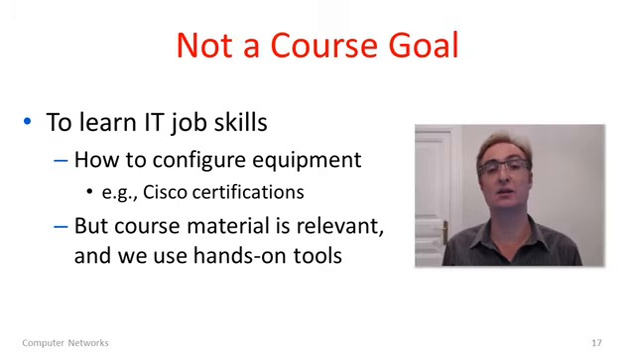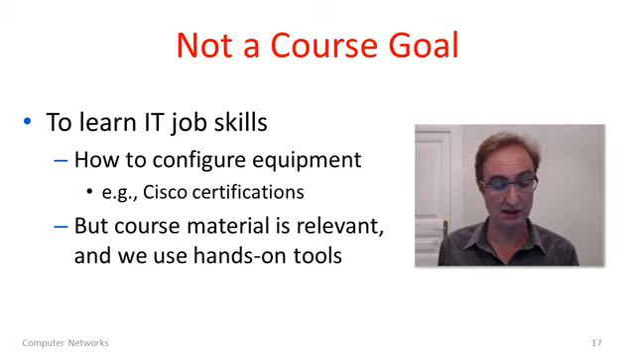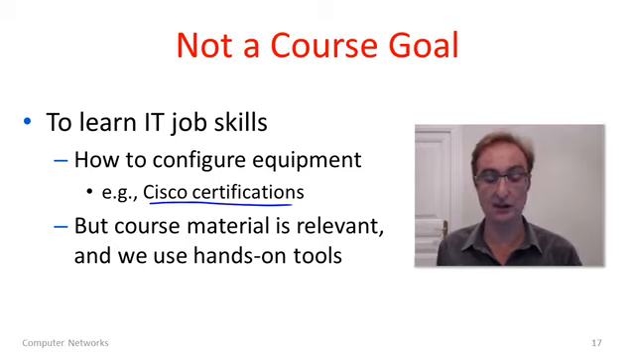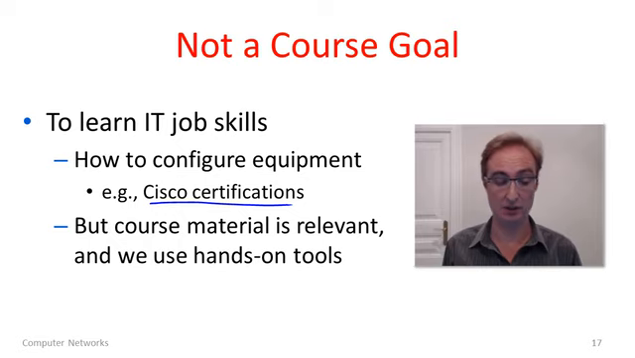Okay, and finally, just to close this segment, I want to point out one thing which is not an explicit goal of this course, and that's to provide you with IT job skills, such as, for instance, Cisco certification material to help you configure networks. That's not because this is not an important skill, it's because some of this material can change fairly quickly over time as new equipment comes and goes, whereas what we want to give you really is long-term knowledge which will remain relevant in the future and help you understand the internet.